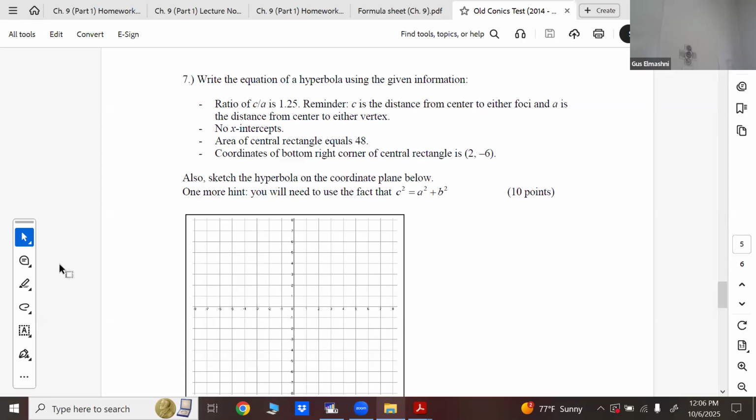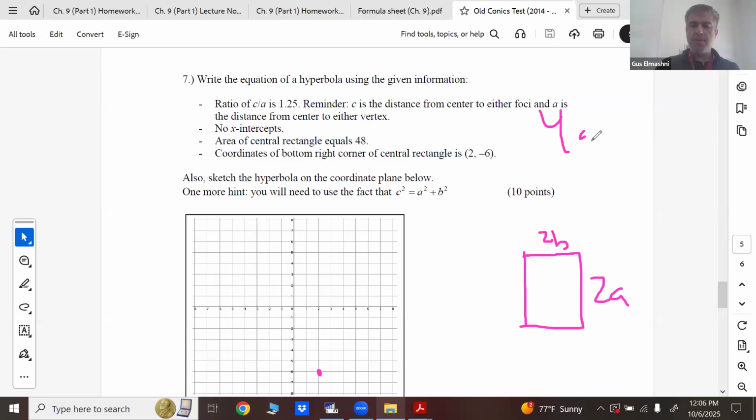The area of the central rectangle is 48. And the corner at the bottom right is 2, -6. So it's not easy to tell all the steps right from the beginning. So you kind of just say, well, let me just start with 2, -6. And if you think about the central rectangle, what are the dimensions of that? Since it's opening up, down, I'll call this 2A and 2B. So wouldn't 4AB equal 48? And AB equals 12. See, that's what you got to do. You got to just take that chance. Even though you don't know what to do with it, just write it down. Get it down right away.